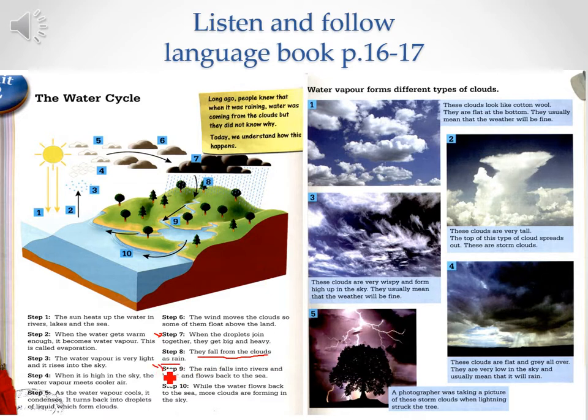Step 9. The rain falls into rivers and lakes and flows back to the sea. Step 10. While the water flows back to the sea, more clouds are forming in the sky. Look at the next page. Water vapor forms different types of clouds. These clouds look like cotton wool. They are flat at the bottom. They usually mean that the weather will be fine.